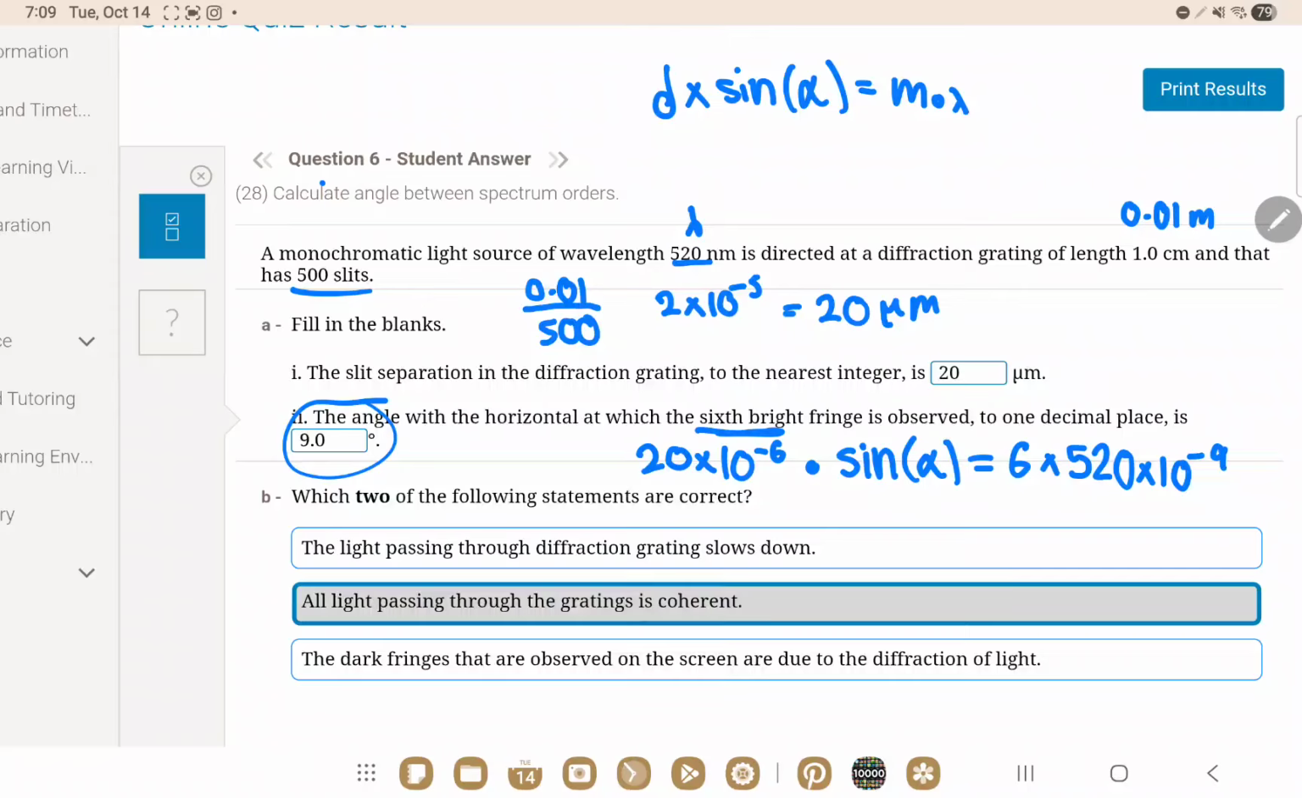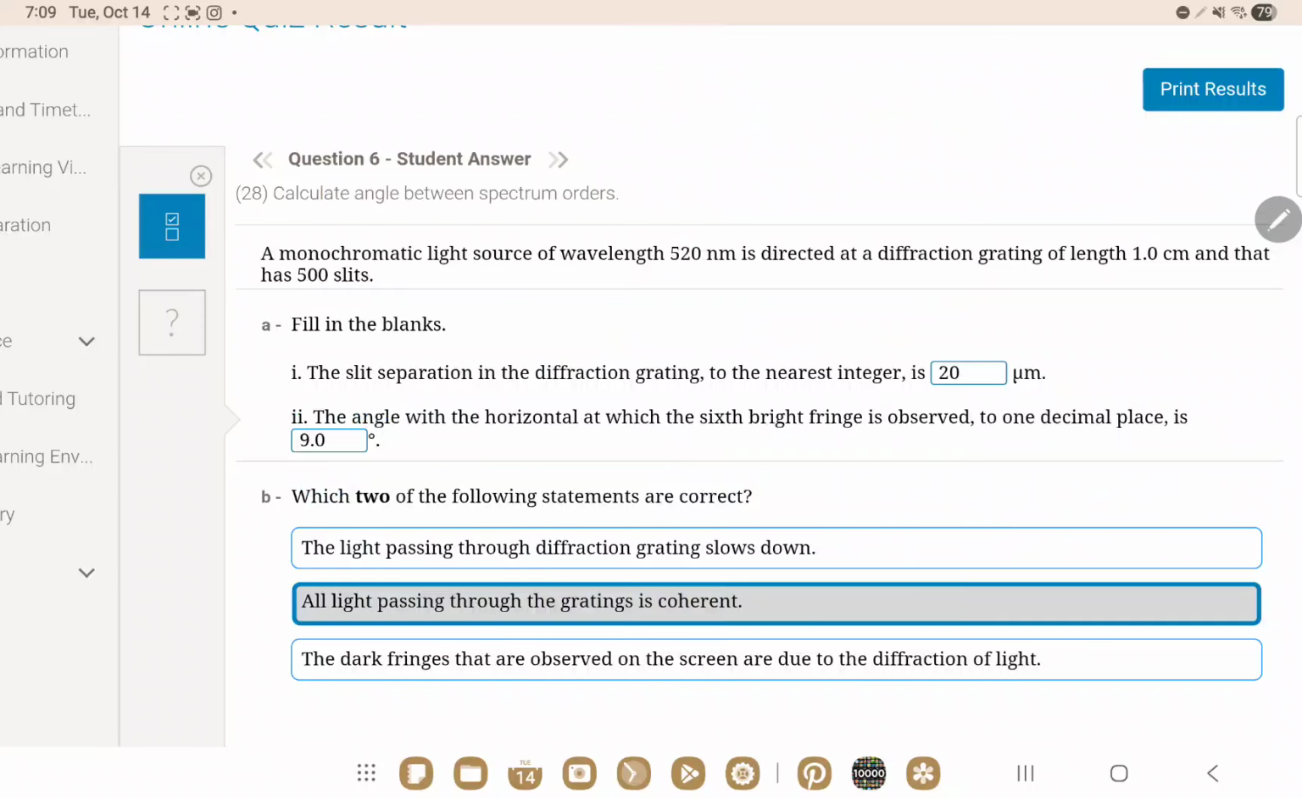Then, if you have a calculator with the calc button, just put it into your calculator. If you don't, you do shift sine of 6 times 520 times 10 power negative 9 all over 20 times 10 power negative 6. You're going to get the angle to be 8 point something that rounds up to 9. Moving on to our next part.